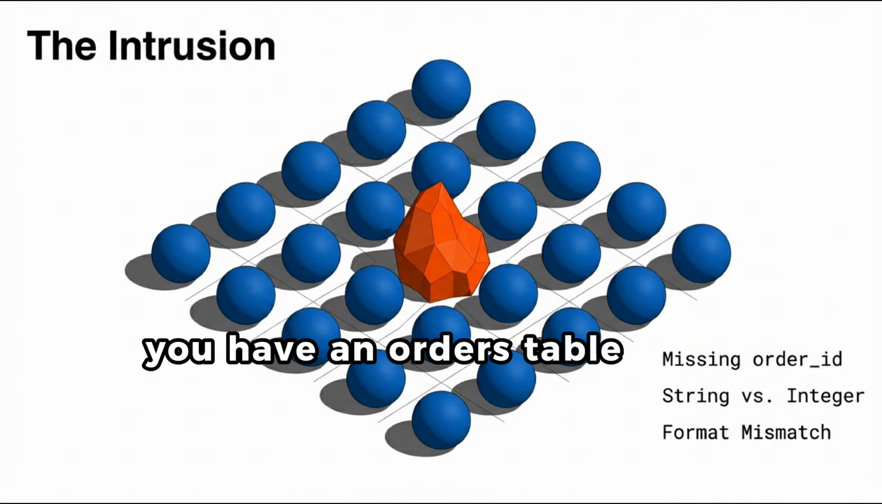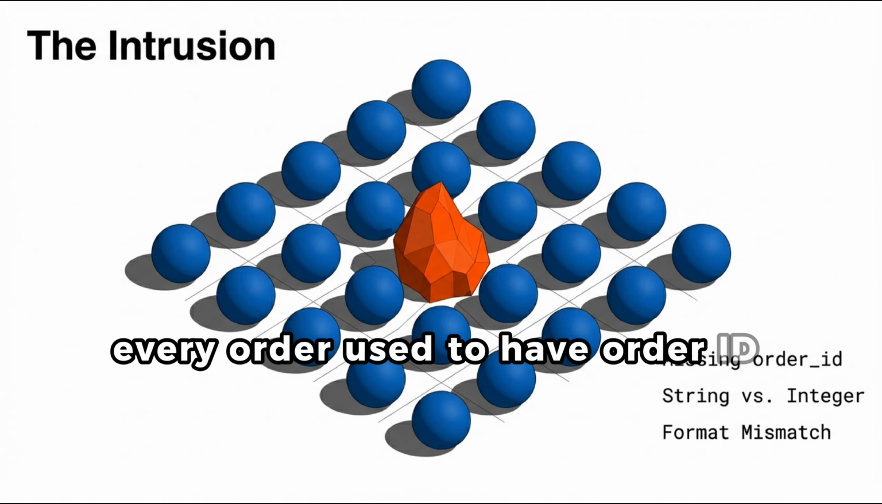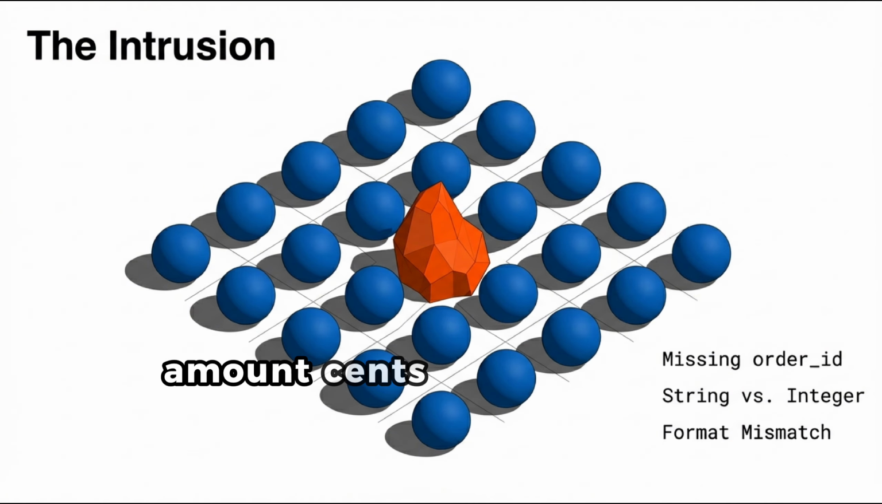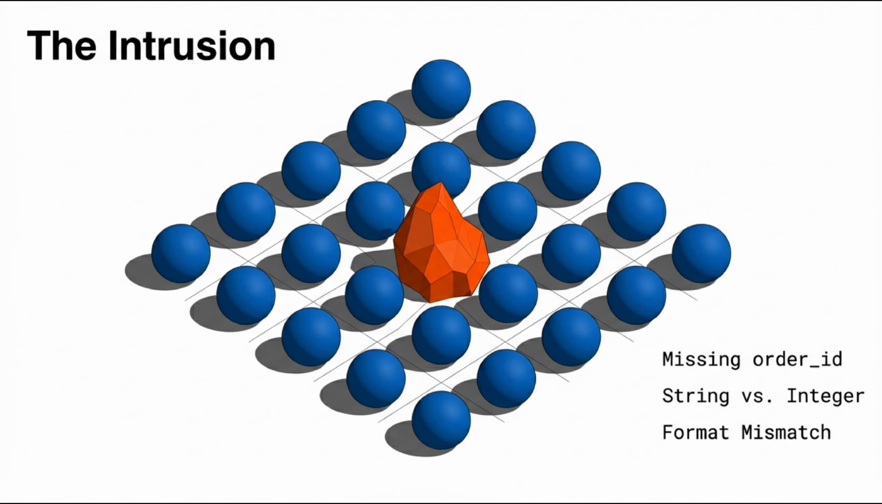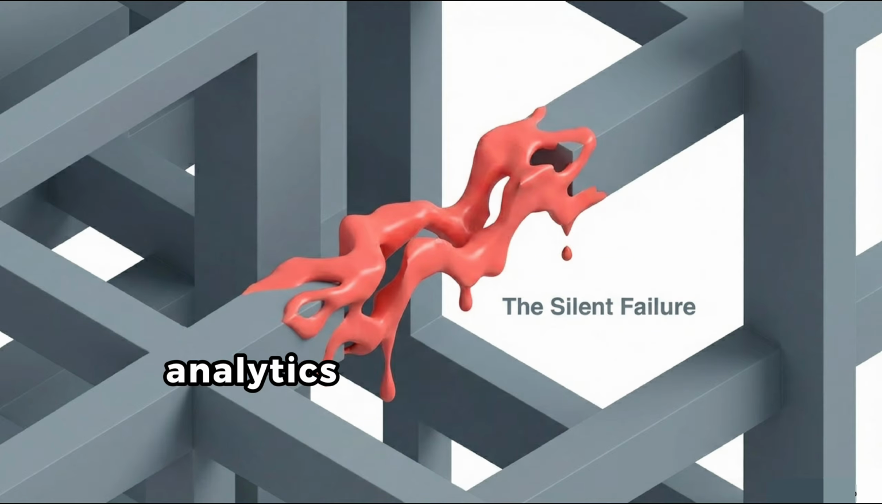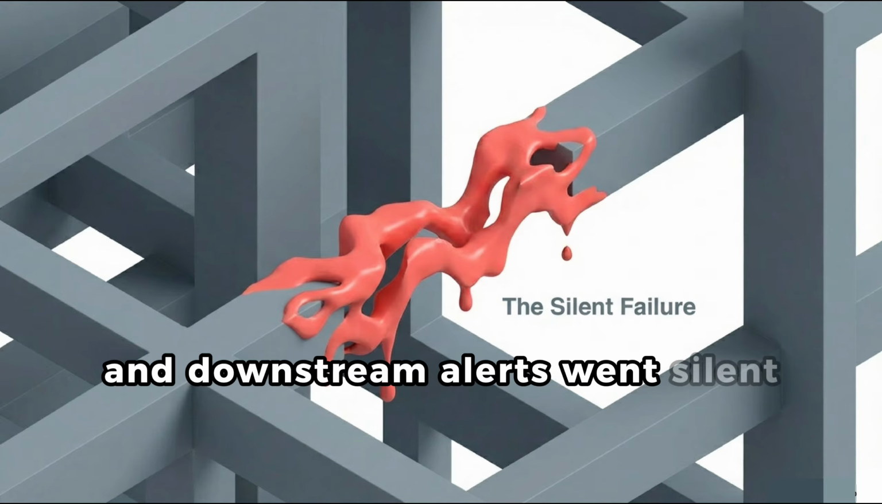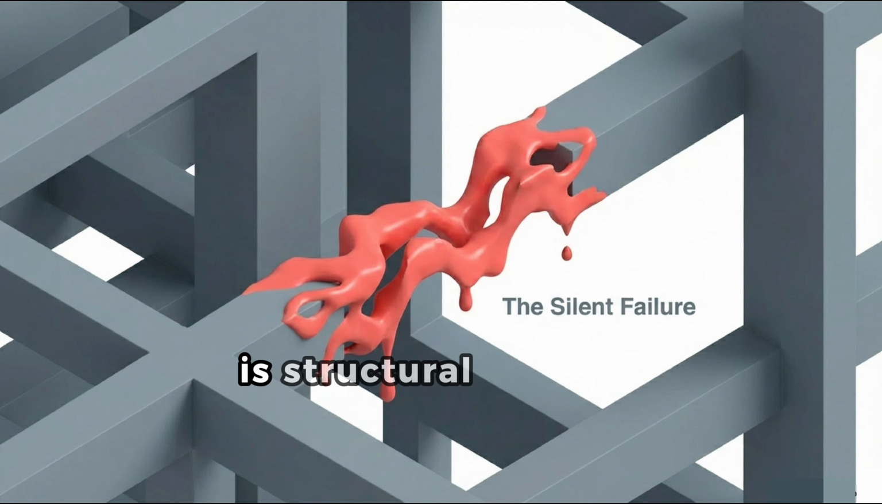You have an orders table used across billing, analytics, and reporting. Every order used to have order ID, customer ID, amount, and created at. Over time, a vendor integration pushed in records without order ID for a subset of rows. Another team started storing amount as a string like "1000". Later, a time zone conversion rewrote created at with inconsistent formats. Analytics jobs started failing, reconciliations were wrong, and downstream alerts went silent. That cascade, culminating in outages and bad decisions, is structural collapse.